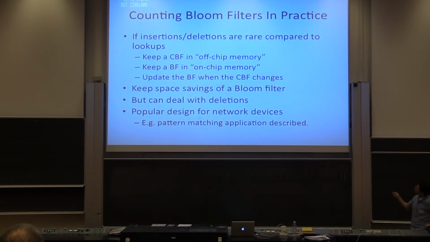In practice, the way these are often used is that you have a counting bloom filter and a corresponding bloom filter. So in network devices, you'd say, I'll keep my bloom filter, which I want to be very, very fast and give me my answers, locally in on-chip memory. And I'll keep a counting bloom filter in off-chip memory, which might be slower.